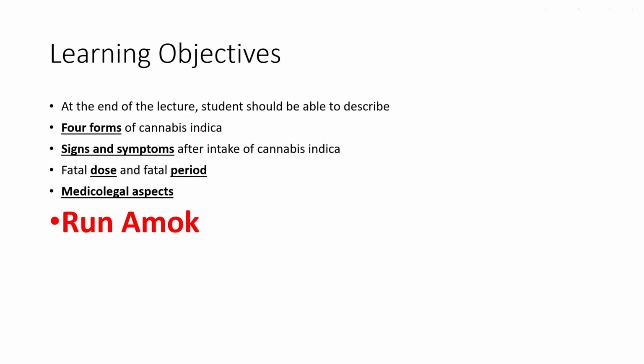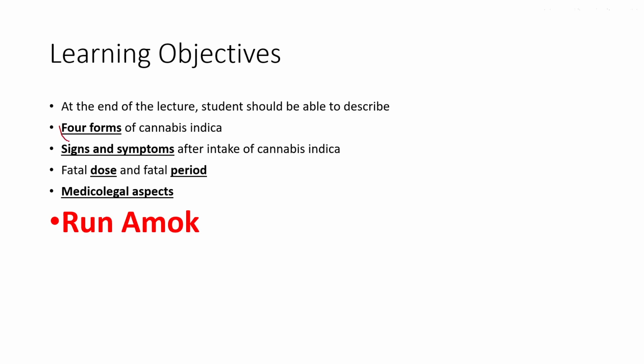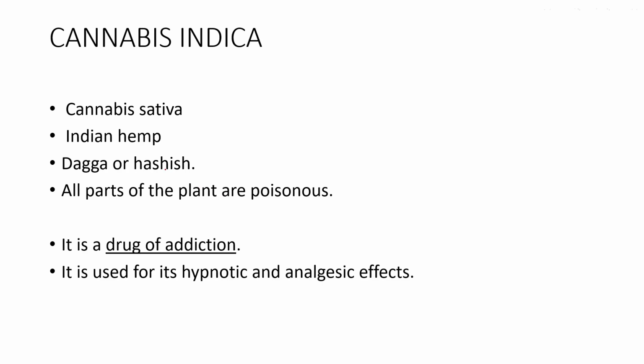So our learning objectives specifically for cannabis indica will be: first we need to know four types of it. What are the signs and symptoms? Fatal dose and fatal period, medical legal importance, and the most important is run amok. What is run amok? It comes mostly in the exams, so we should know about this. This is the medical legal aspect of cannabis indica.